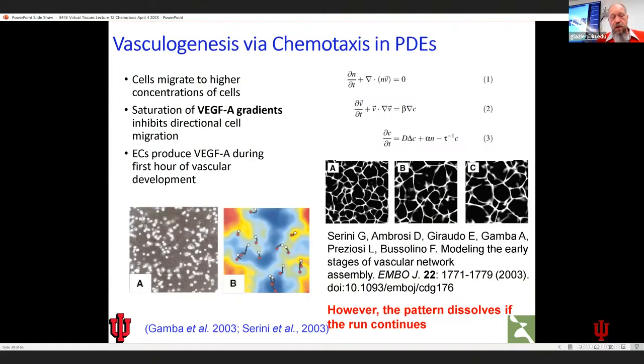There was old work, this is very old simulations that we did 20 years ago. There was very old work that suggested that the cells are essentially chemotaxing, moving up gradients of a chemical. In this case, the chemical is called the vascular endothelial growth factor, VEGF-A. And there was nice experimental work and simulation work by Serini and Ambrosi, Gamba, Preziosi, trying to model this. And this is actually a PDE model. It's not a cellular model that they published back in 2003.